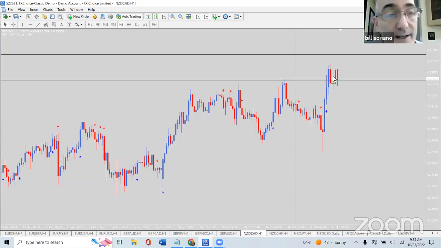Sometimes we have to wait because prices move too far away from our area, and we have to wait for a break of structure and then a pullback or a double mitigation.